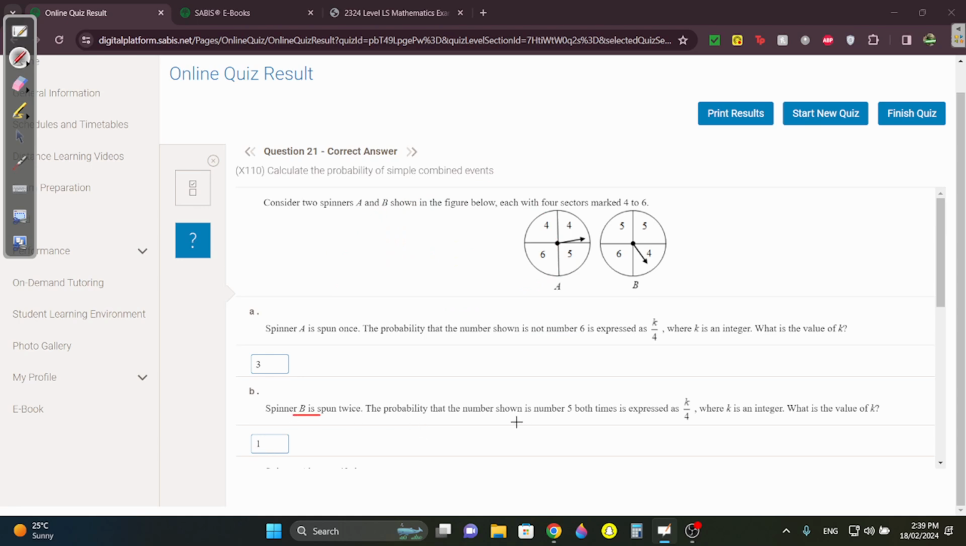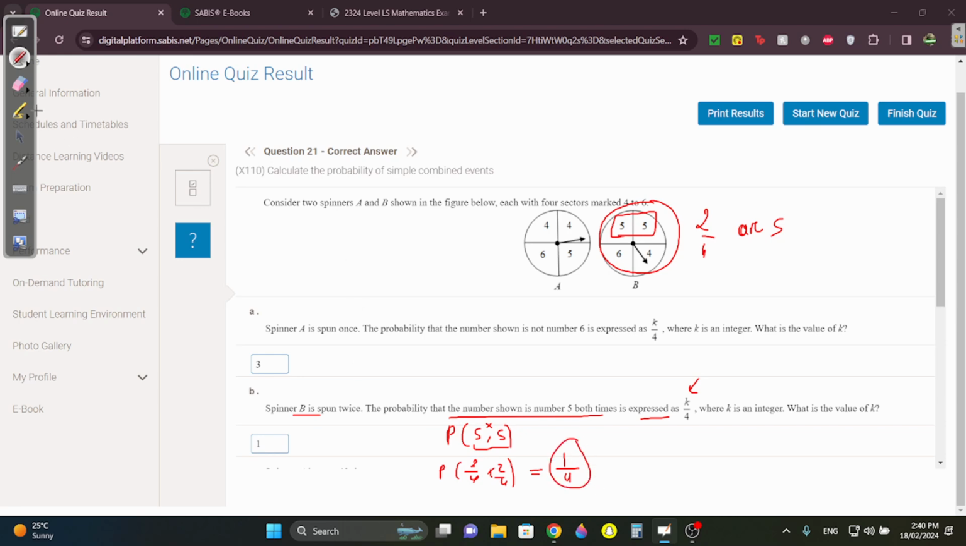Okay, spinner B is spun twice. The probability that the number shown is number 5 both times is expressed as k over 4. Okay, the probability that it's 5, 5. If you have a collective probability, that means you multiply. So what's the probability of getting 5? Since you have 2 5s out of 4 numbers, so 2 over 4 are 5. So it's 2 over 4 times 2 over 4, which is actually 1 over 4, I think. 4 over 16, 1 over 4. Yeah, 1 over 4.